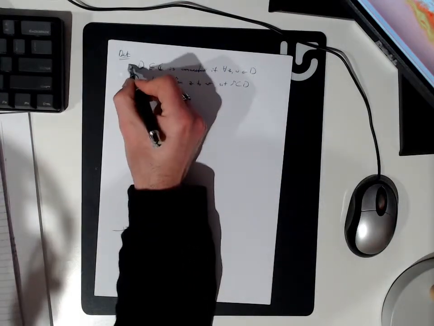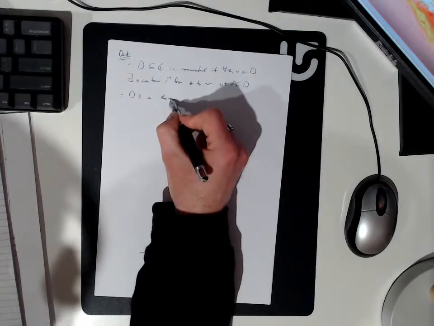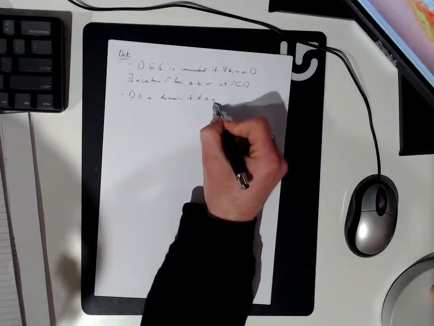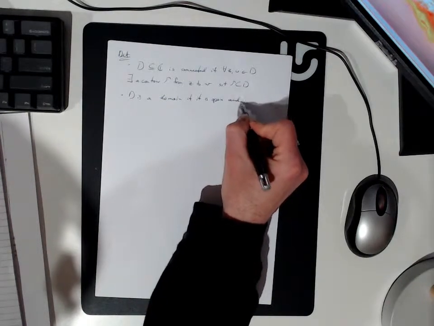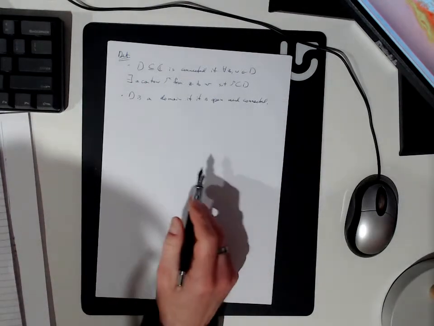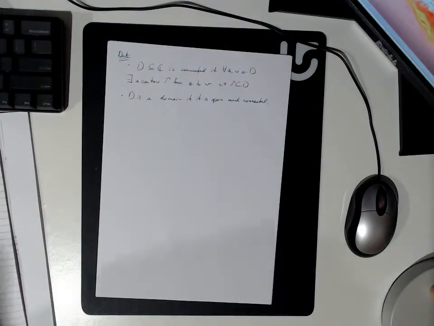Seems fine. And D is a domain if it is open and connected, which is not really much of a restriction, and domains look and behave a little bit like open intervals in the real line.